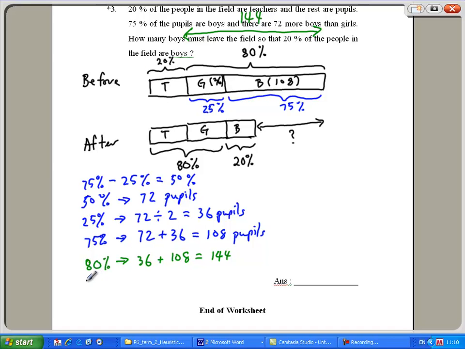Let's find the teachers. 20% would be 144 divided by 80 to find 1%, times 20%. That would give us 36. So that's 36 teachers.